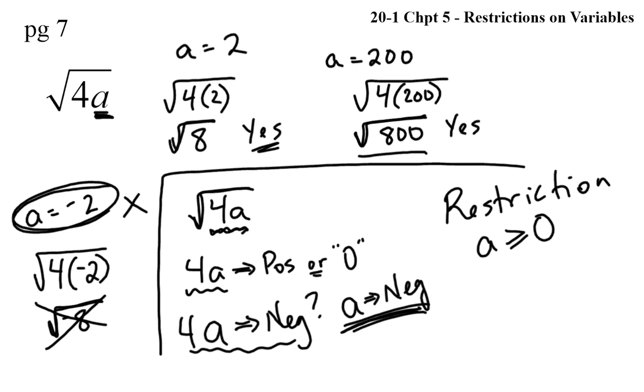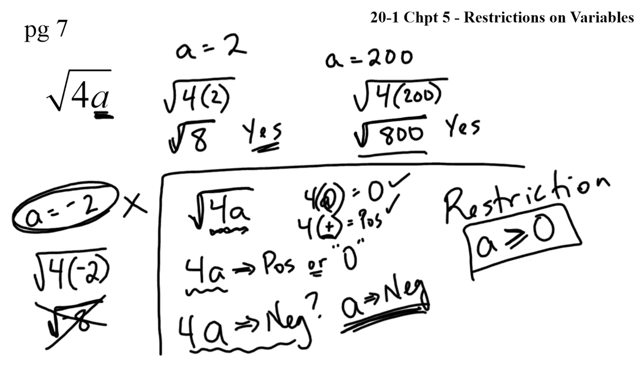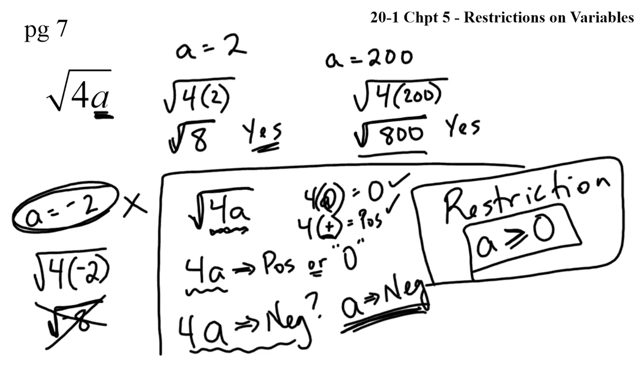If a is 0, 4a would be 4 times 0, which is 0. That'll work. If a is greater than 0, or positive, any positive value, 4 times something positive will be positive, and that's okay. So the restriction in this case is that a must be greater than or equal to 0. Now, this is a whole big long ramble, but this is what we want to get to and understand. The 4a has to be positive, which means a has to be positive.